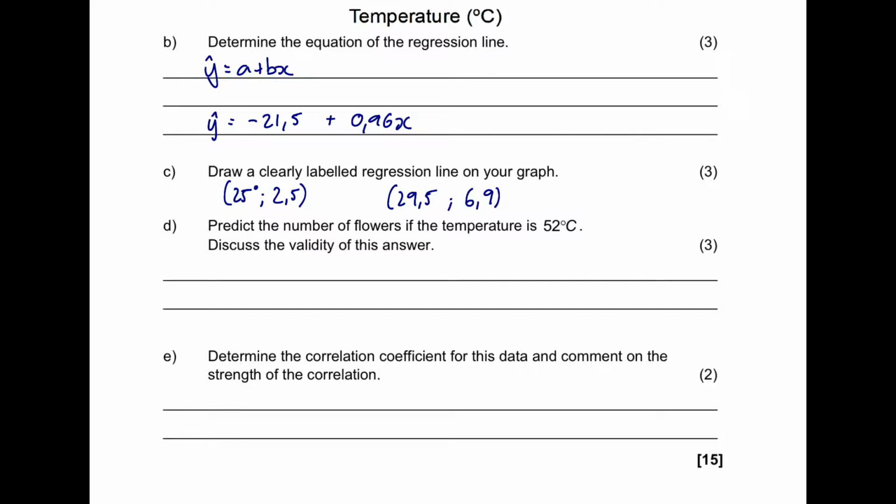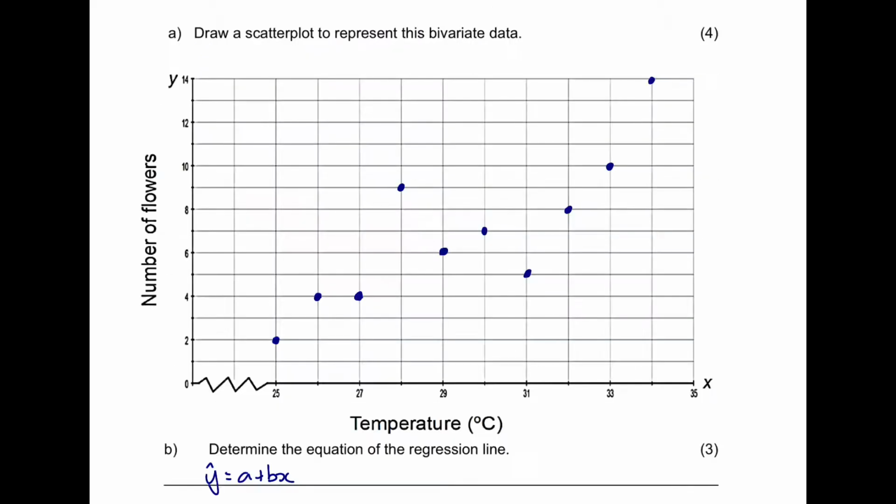Now with these 2 points, you then plot those and then sketch your regression line. So now if I plot those 2 points, which were 25 and 2.5, 25 x, 2.5 y, and then the mean point was 29.5 and 6,9, around there. Let's make it a little bit higher. And those 2 points we then link. And there is our line of regression.